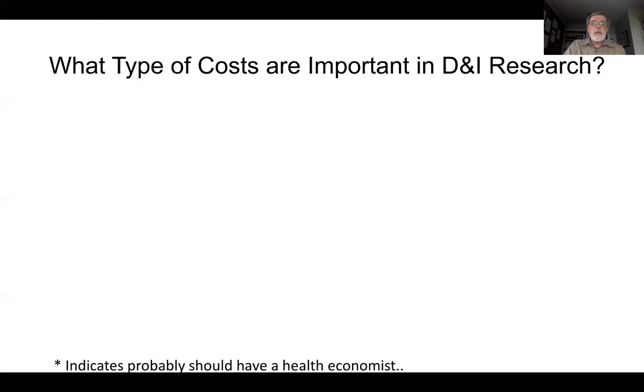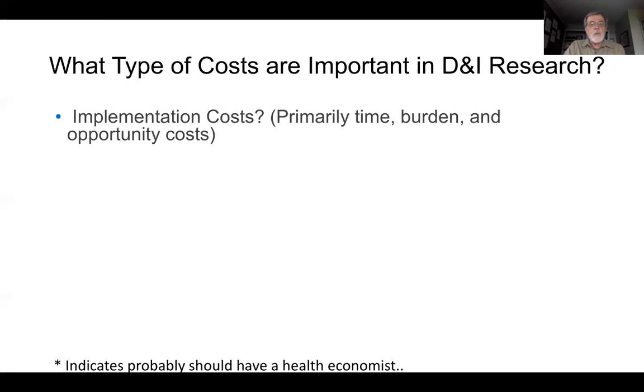So let's think a little more broadly about what types of costs are important in D&I research. I have a few bullet points, but we'll talk a lot more about this. Again, there really isn't a right or wrong answer, but the notion is, as with the PRECIS, think about which ones are most relevant for your particular study, given the status of the literature and the purposes where you want to go. So usually in D&I research, you do want to focus at least on implementation cost.